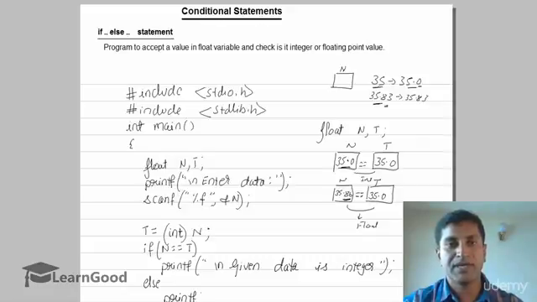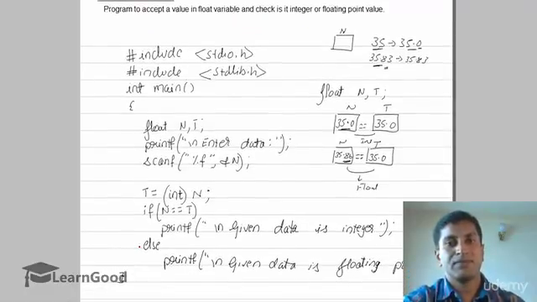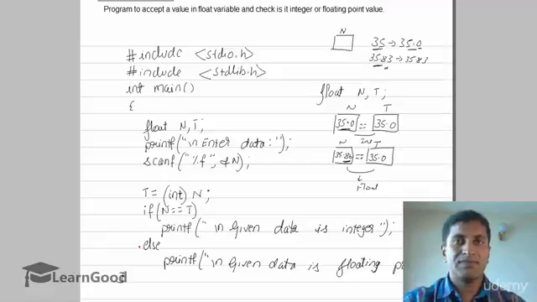Then you can display with a printf: given data is floating point, and then close this. Fine. So we'll check out the output in the code block.